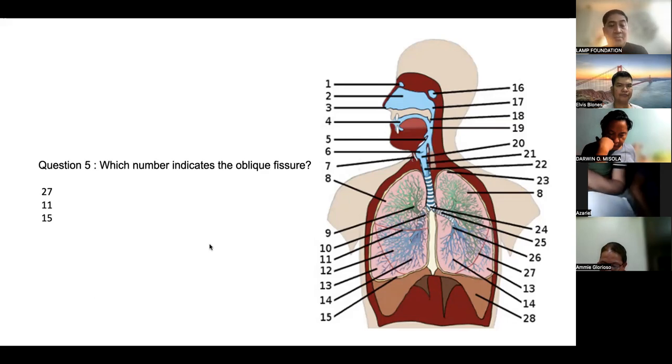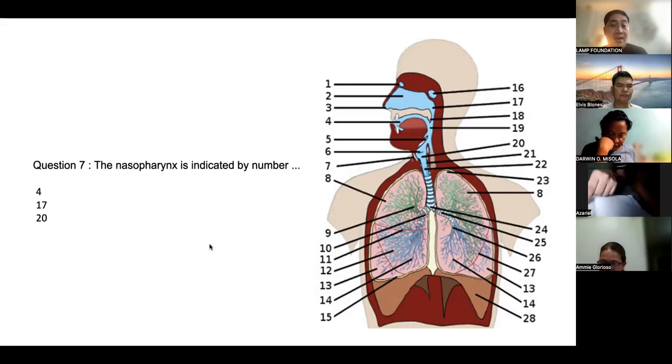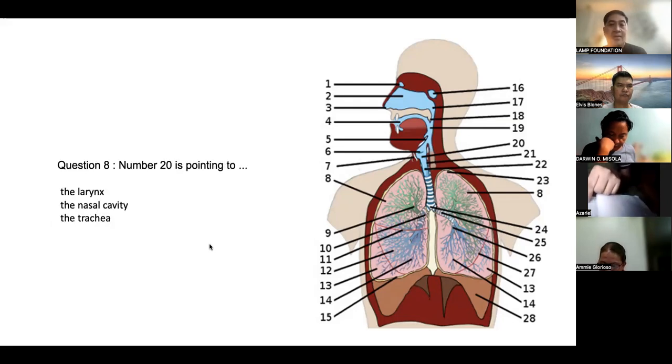Which number indicates the oblique fissure? Number 27. Number 16 is pointing to sphenoid sinus. The nasopharynx is number 17. Number 20 is number 7.